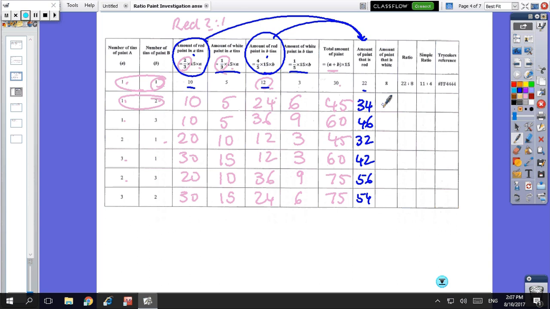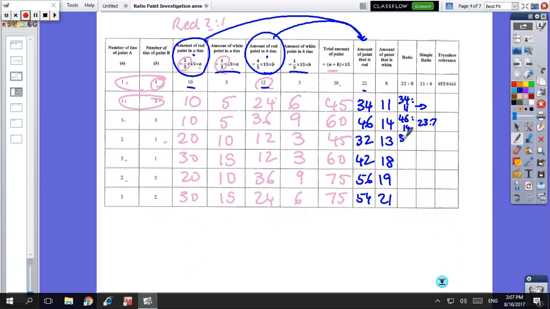So start with 8, then 11, 14, 13, 18, 19, and 21. And so the ratio was 34 to 11, which doesn't cancel down. This one is 46 to 14, which cancels down to 23 to 7.